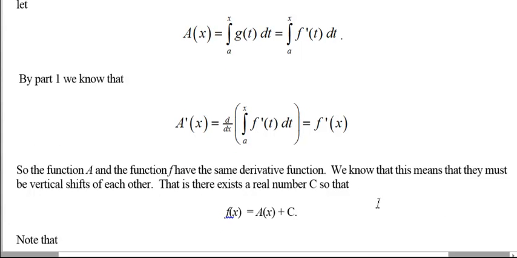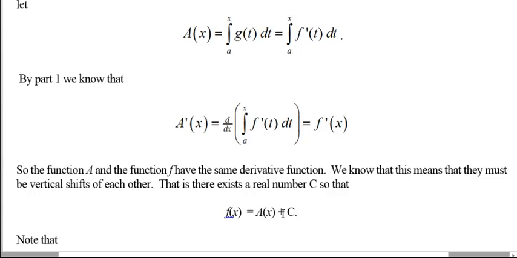So the function A and the function f have the same derivative function. Well, we know that this means that they must be vertical shifts of each other. One way to think about that is if you've got the same x value and two different functions have the same derivative, that means their tangent lines are parallel to each other. And if you zoom in close to those two points, the graphs look pretty much the same shape. Well, if that happens everywhere on the graph, then the two graphs have to have the same shape, the only difference being one is a vertical shift of the other.